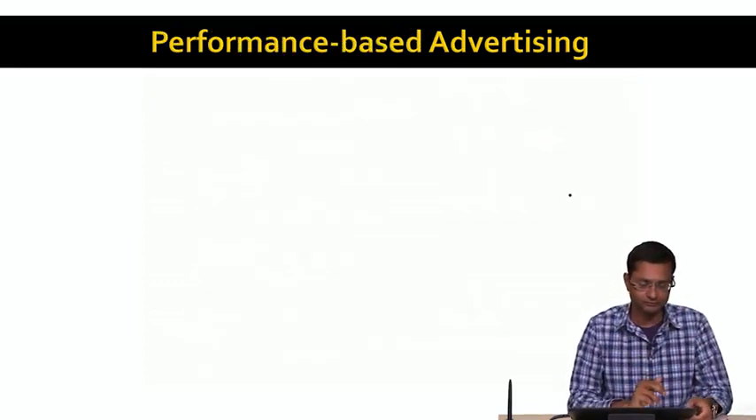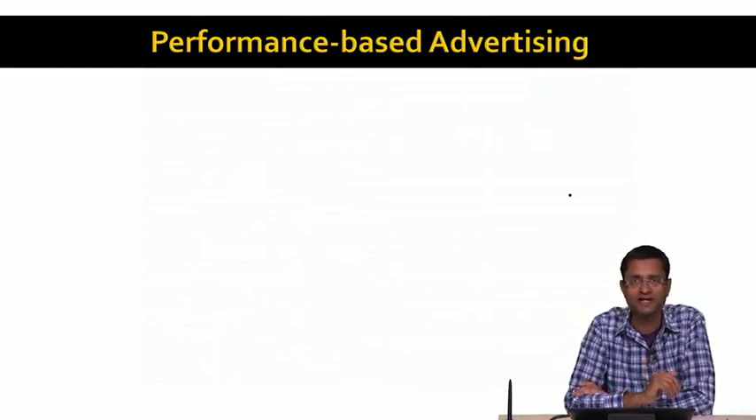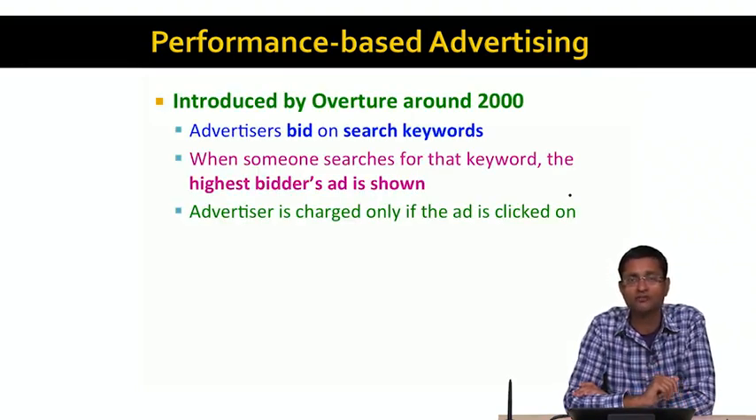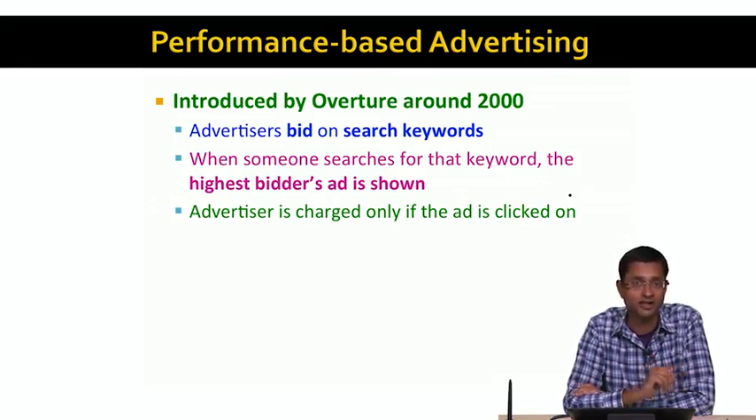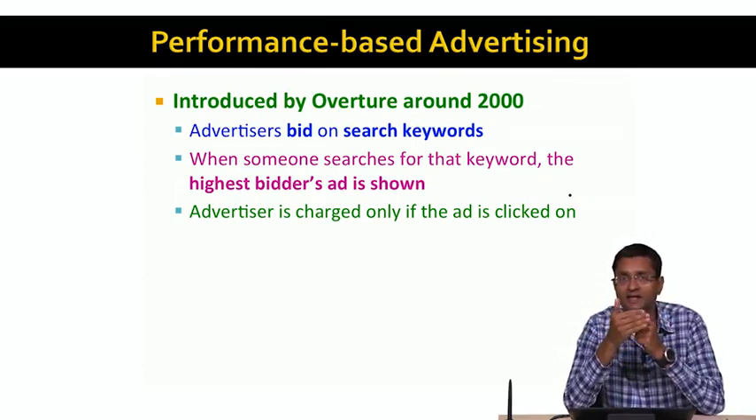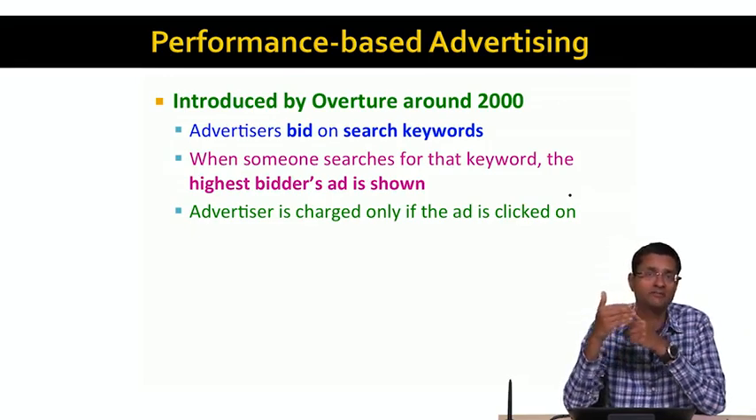Now, all this changed with the advent of a new form of advertising called performance-based advertising. Performance-based advertising was first introduced by a company called Overture around the year 2000. A lot of you may not remember Overture, but it was another search engine that existed around the year 2000. Their innovation at Overture was that they allowed advertisers to bid on search keywords. So people searched on Overture, much as they search on search engines like Google and Bing today. And advertisers bid to appear on those search results by bidding on specific search keywords. And when somebody searches for that keyword, Overture would show the ad of the highest bidder followed by the actual search results.